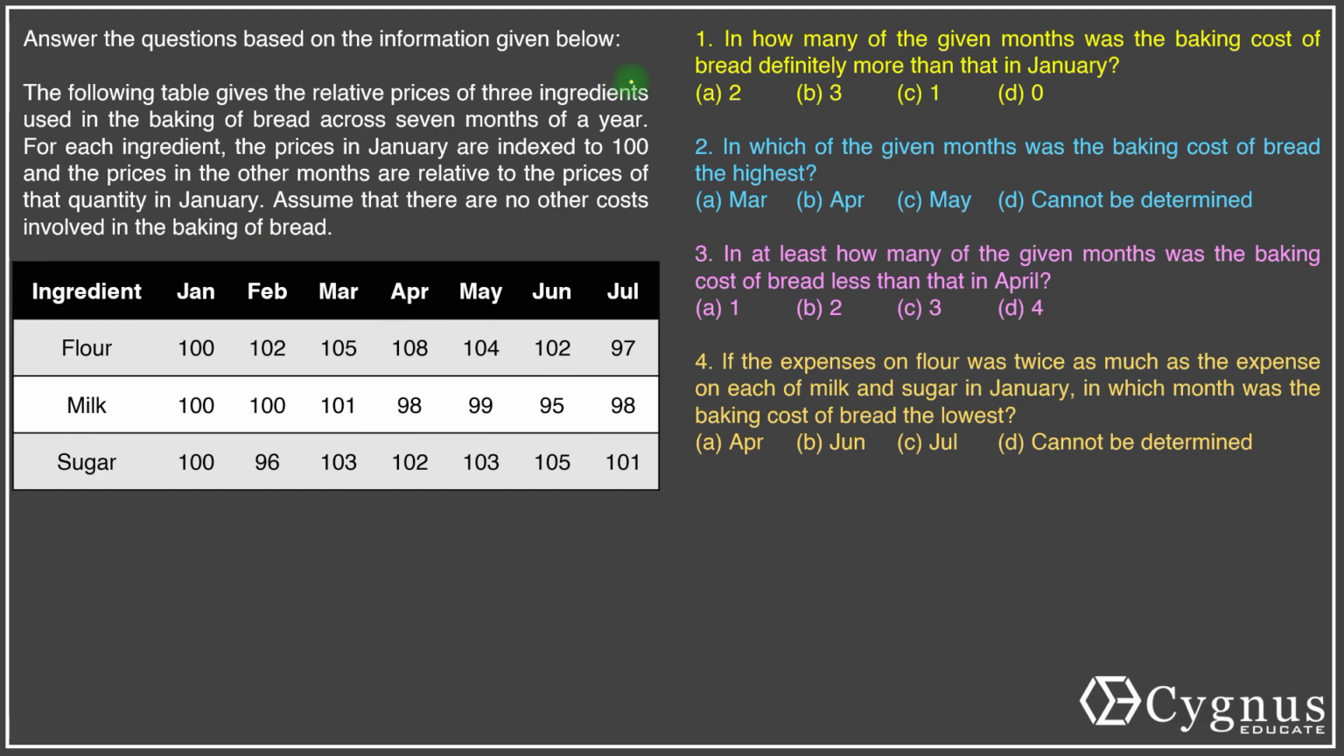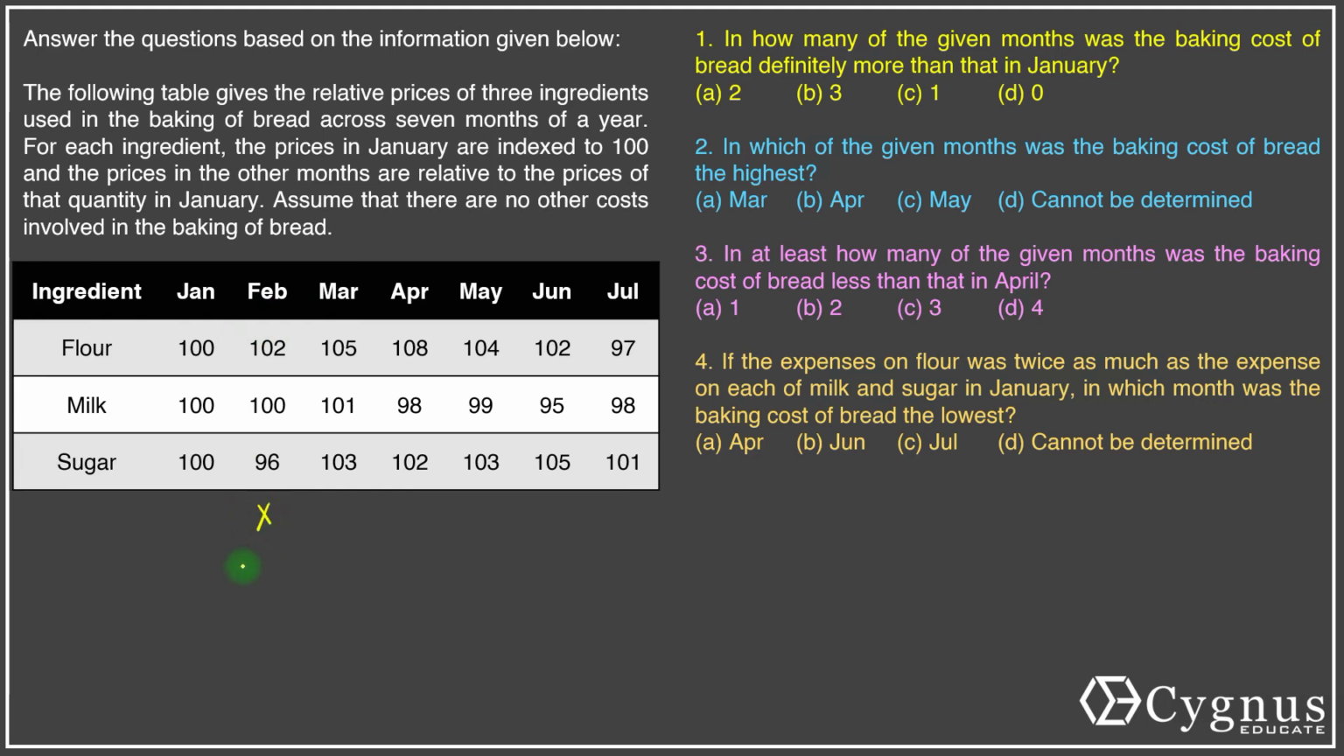in how many of the given months was the baking cost of bread definitely more than that in January? Well, let's think about February. The price of flour has definitely increased. The price of milk has remained constant. However, the price of sugar has gone down. Now, if we require a lot of sugar, then the weighted average of all these three quantities will go down as compared to January. Therefore, we cannot say that the cost in February is definitely less than or more than that in January.